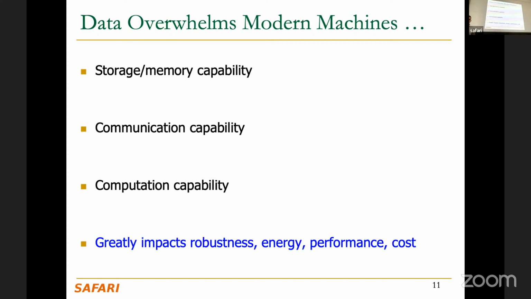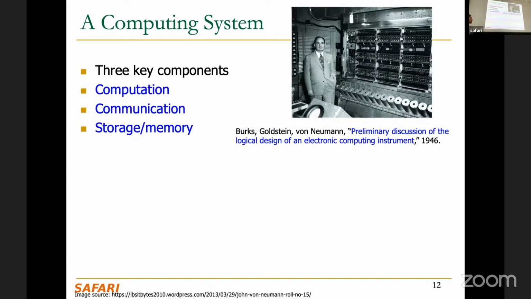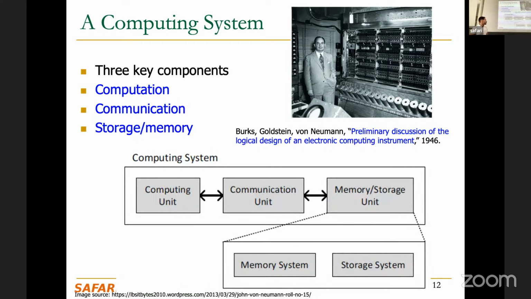All of this stems from how we are designing computers. We design computer systems today following what's called the von Neumann architecture. In a von Neumann architecture, we have three main components: computation, communication, and storage and memory. And even though this model was proposed in the forties, we are still designing systems mostly in the same way.